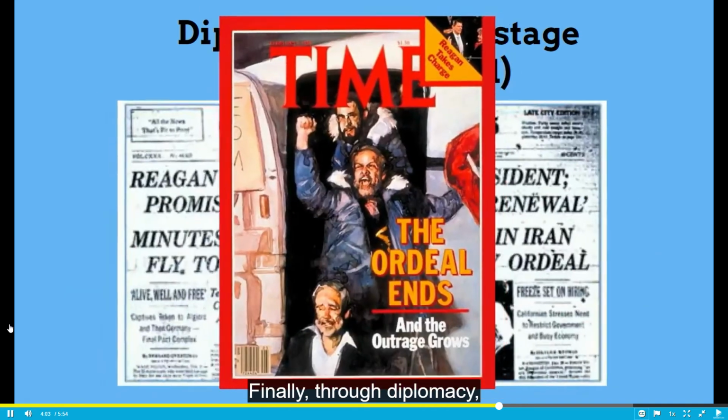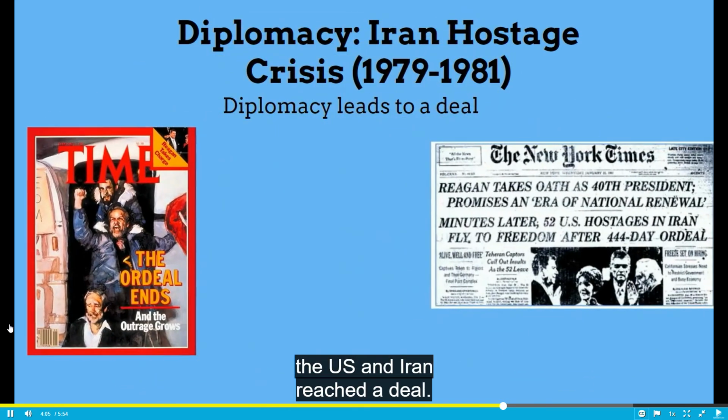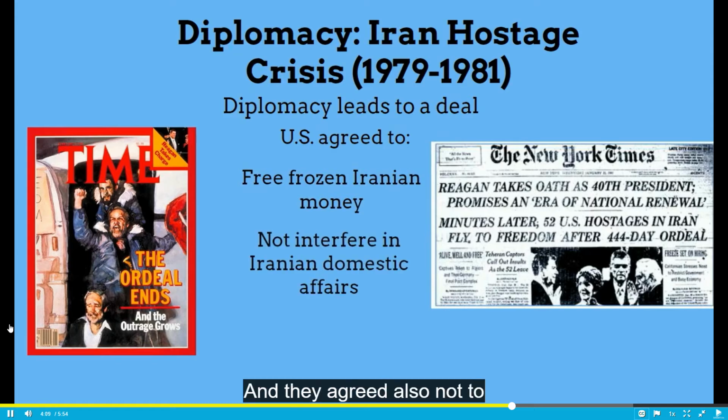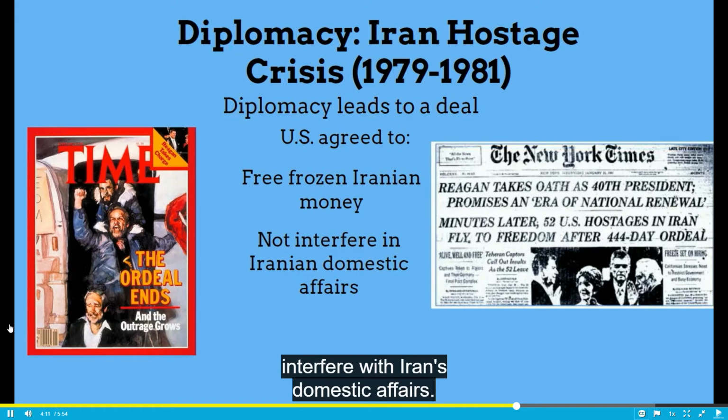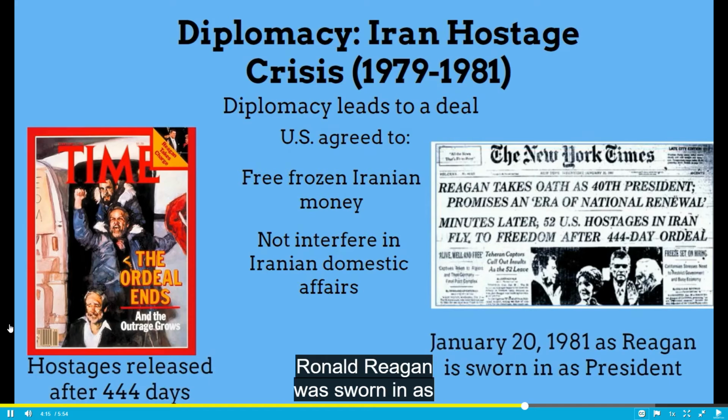Finally, through diplomacy, the U.S. and Iran reached a deal. The United States would release Iranian money that had been frozen, and they agreed also not to interfere with Iran's domestic affairs again. All the hostages were returned to the U.S. on the day Ronald Reagan was sworn in as president, January 20th, 1981.